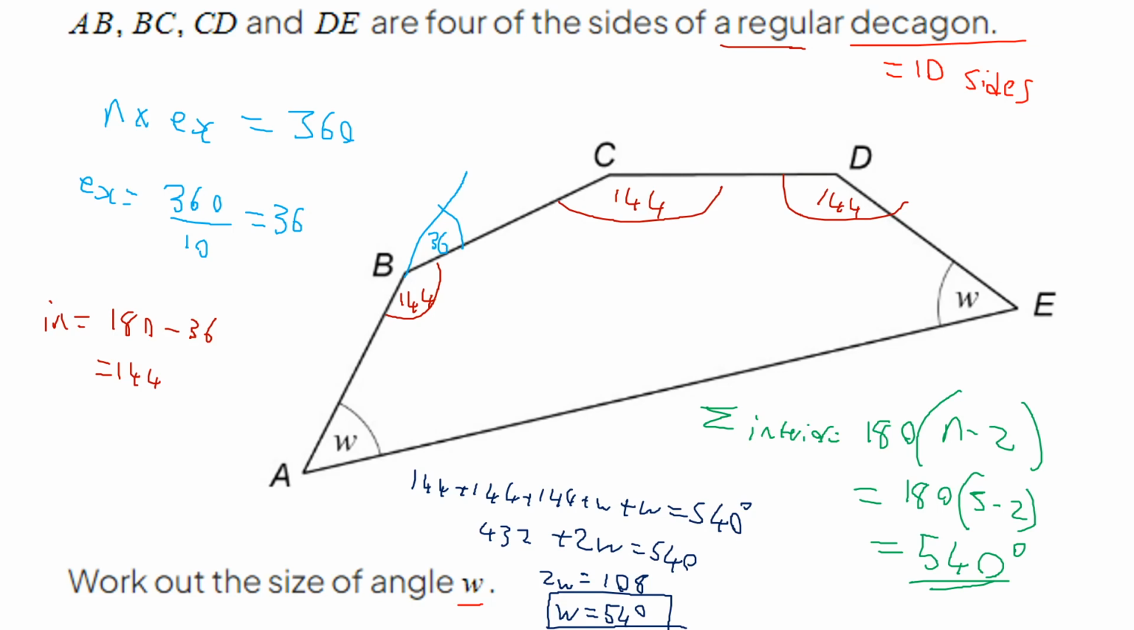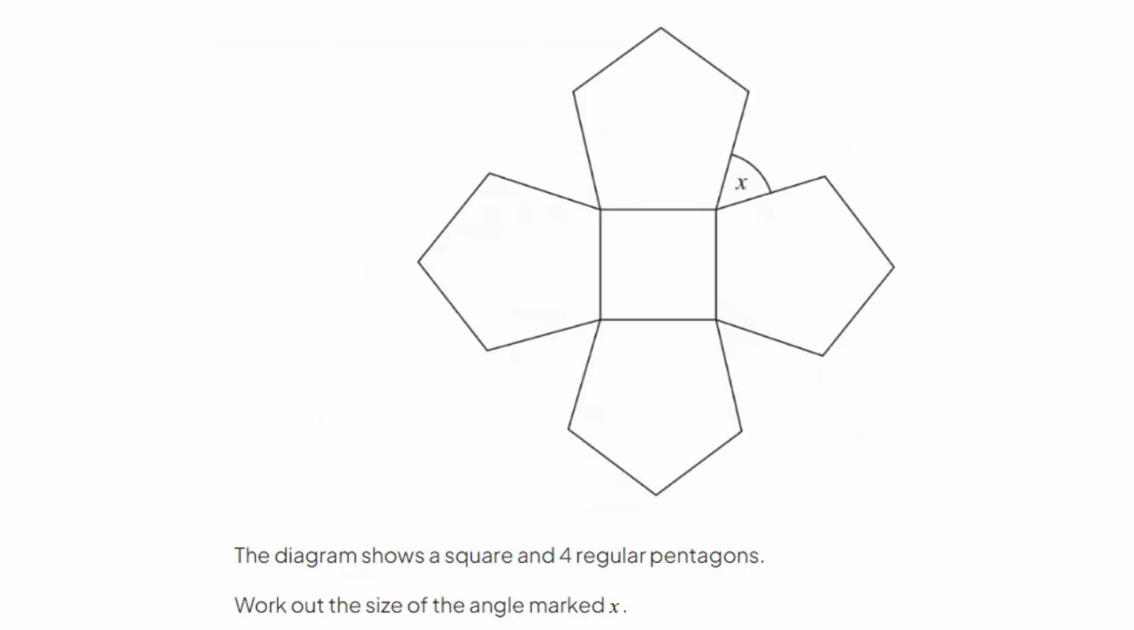Okay, what about an example that looks something like this? So this time we're told that this diagram has a square and 4 regular pentagons, and we have an angle x which we're trying to work out. Okay, so the first thing we need to do is work out what all the interior angles are. We need to work out what this is. We know that this is a right angle, but we don't know what this is or this is, right? But we can work that out doing exterior angles, right?